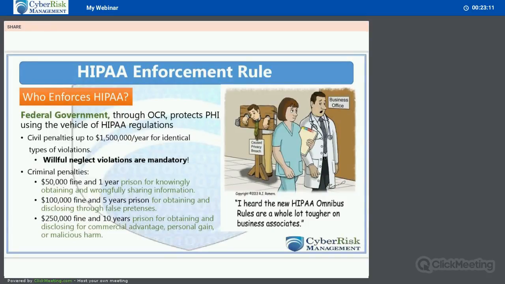In addition, there are criminal penalties for anybody who was involved in the willful neglect claim. So if you're an office manager or a physician, there are criminal penalties that can be associated with a breach if your organization was found in willful neglect and not putting the due diligence in, not putting the time, effort, and resources behind a HIPAA compliant system.